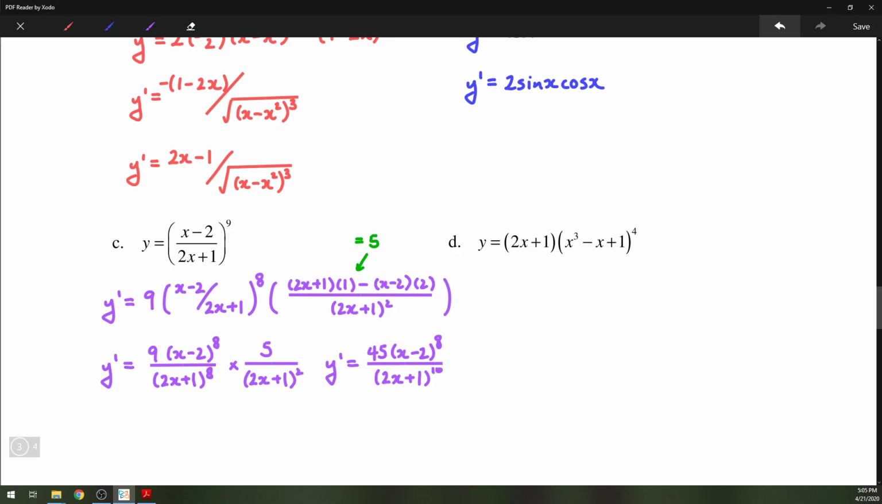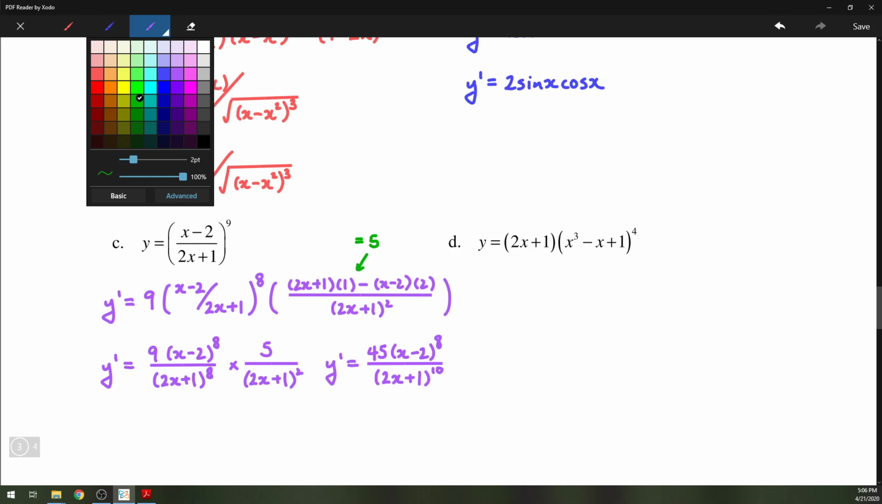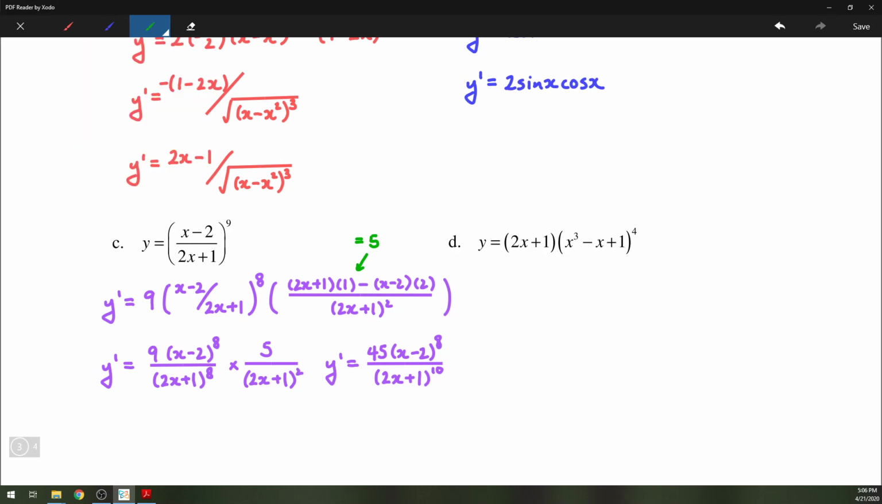Okay, the last one involves the product rule. It's also a very good exercise on how much simplifying is sufficient. So let's just look at the question together. We'll take the derivative of the first part. That will give us a 2, of course. And then we'll leave x cubed minus x plus 1 to the 4th power as is.